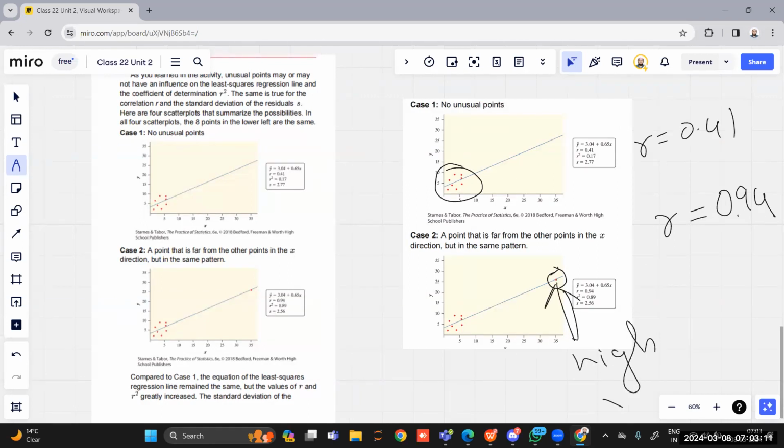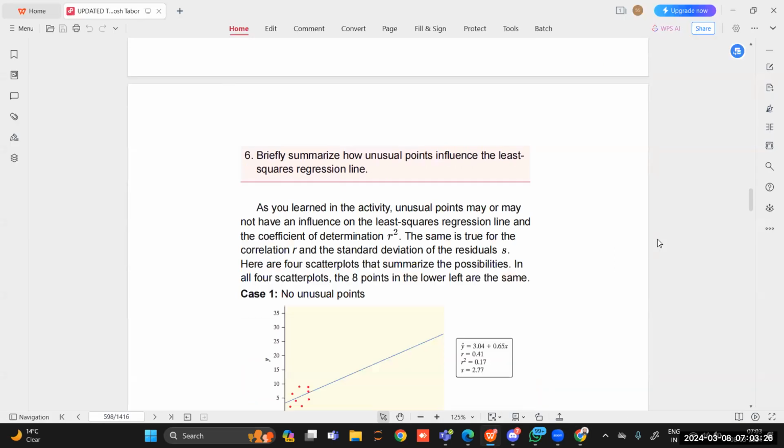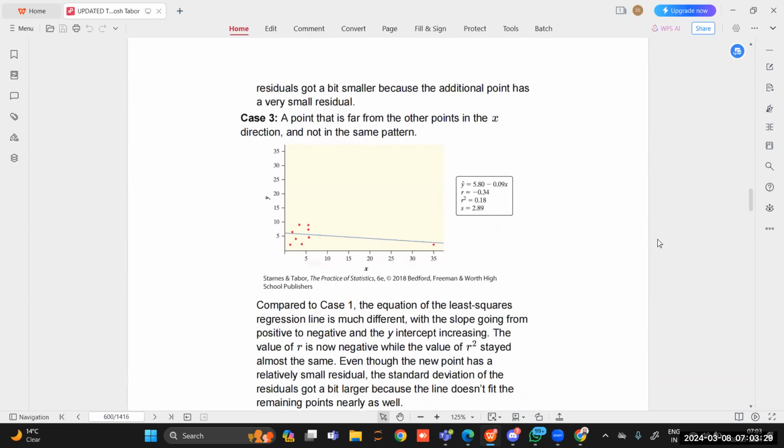Due to its high value, r is not resistant. So he has changed its value. Yes or no, Zaid? You can see it. So this is the case he was trying to explain in the previous activity also. Okay, so now we'll see here.